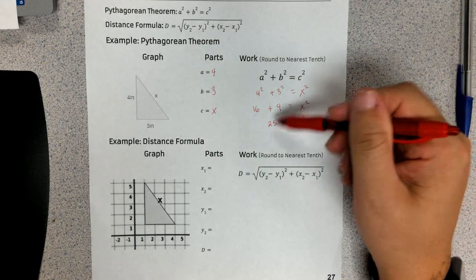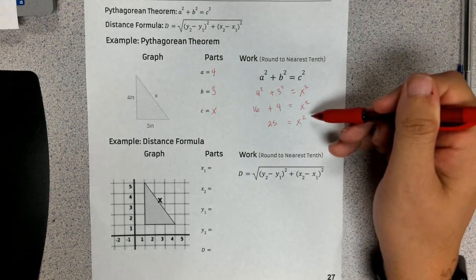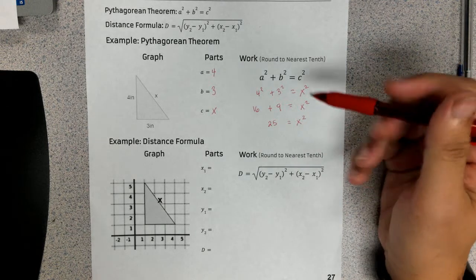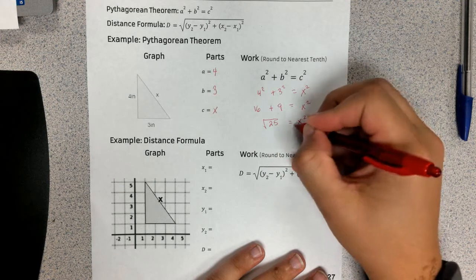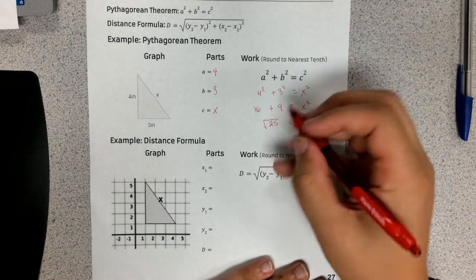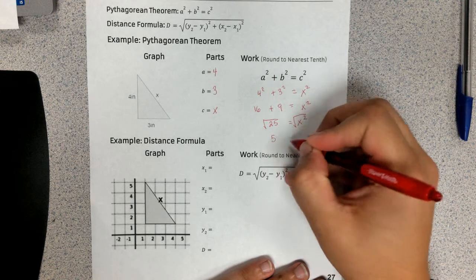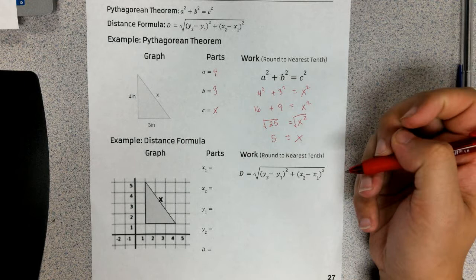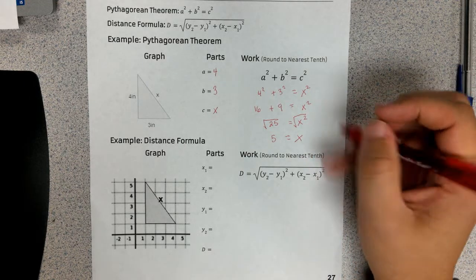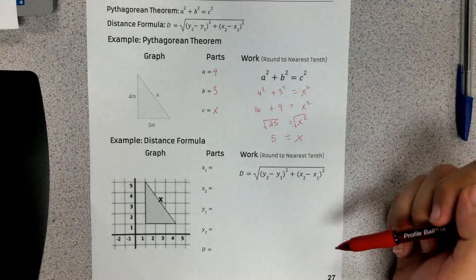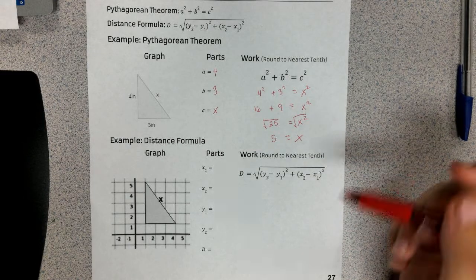Now, here is where we get stuck. How do I get rid of this squared? Well, I do the opposite of squaring something, which is the square root. So I take the square root of both sides. My squares cancel, and so I'm left with the square root of 25, which the calculator tells me is 5, which is equal to a single x. Okay? Very good. So now we've done this problem, we figured it out.